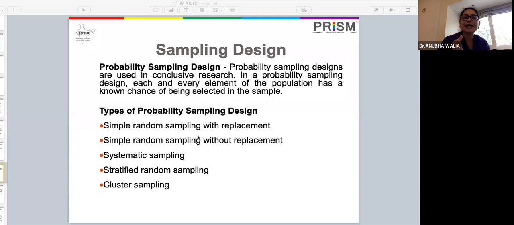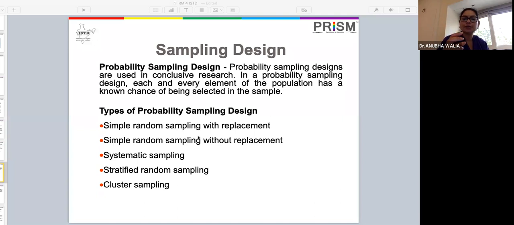Then a given size of the sample is drawn with the help of a random number chart. The other way is to do a lottery. You must have seen that they make chits, put those chits in, throw them, and we pick up one at random. That's a part of random sampling.